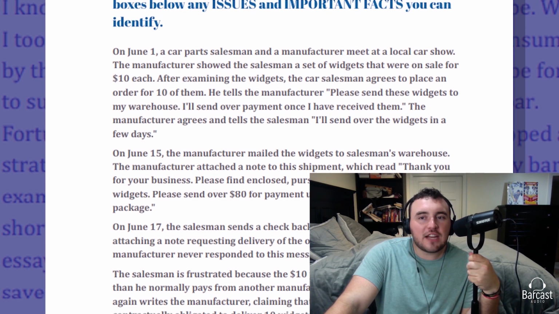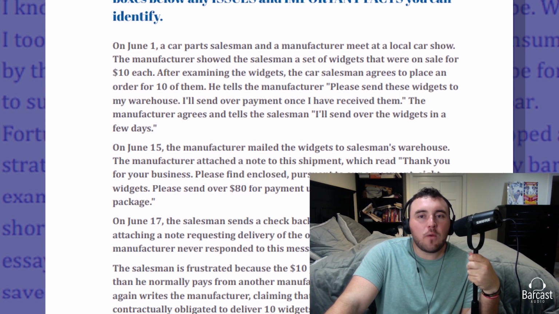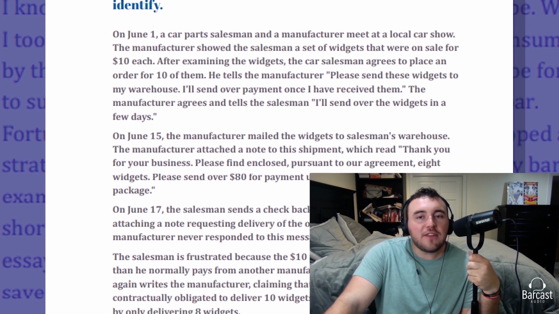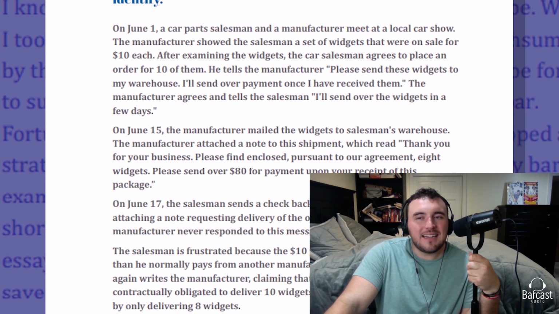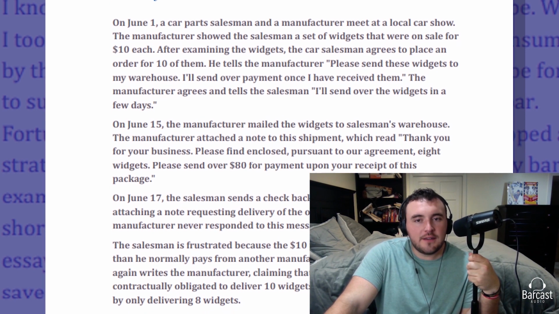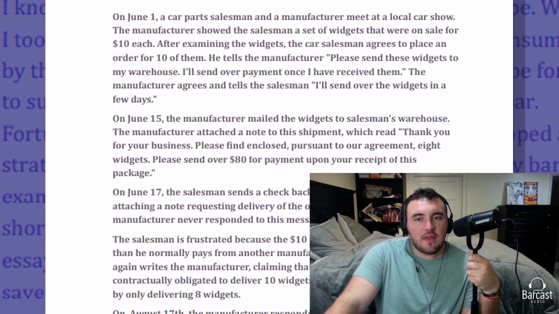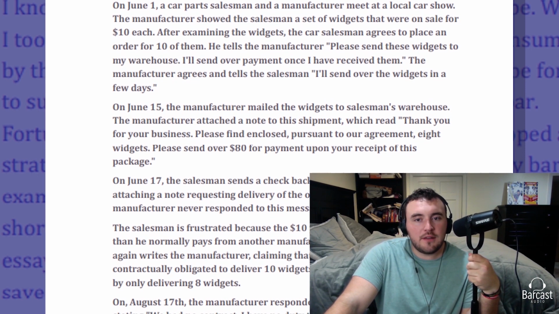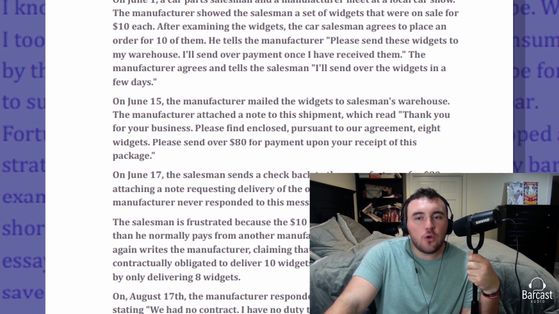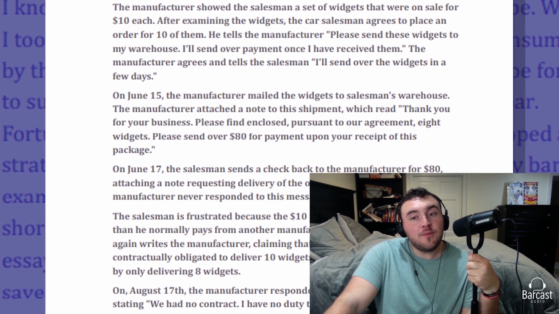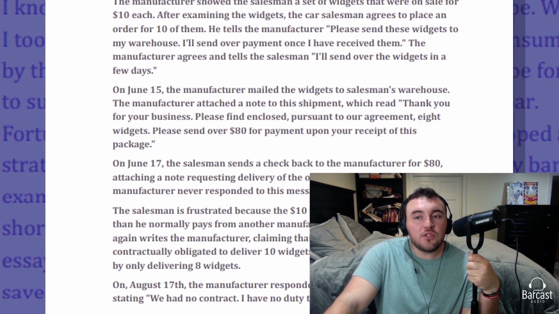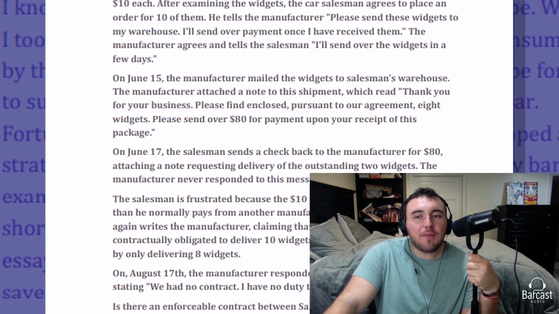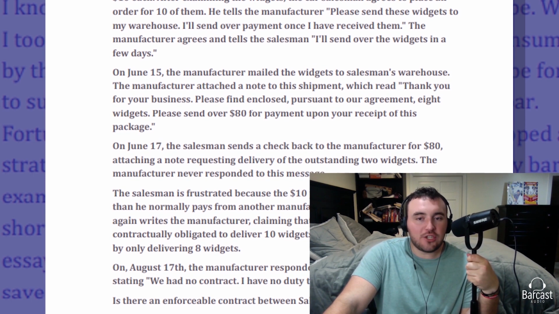He tells the manufacturer, "Please send these widgets to my warehouse. I'll send over payment once I have received them." The manufacturer agrees and tells the salesman, "I'll send over the widgets in a few days." On June 15th, the manufacturer mails the widgets to the salesman's warehouse. The manufacturer attached a note to the shipment, which read, "Thank you for your business. Please find enclosed, pursuant to our agreement, 8 widgets. Please send over $80 for payment upon your receipt of this package."